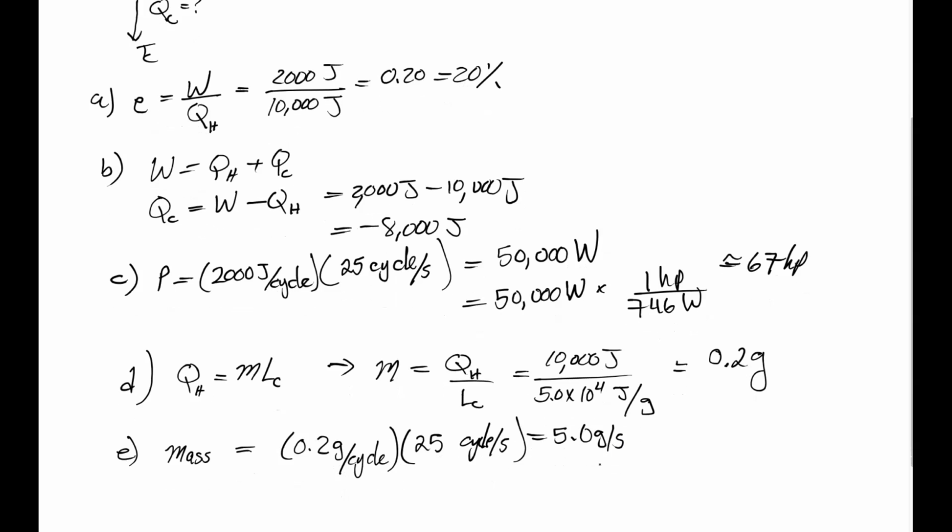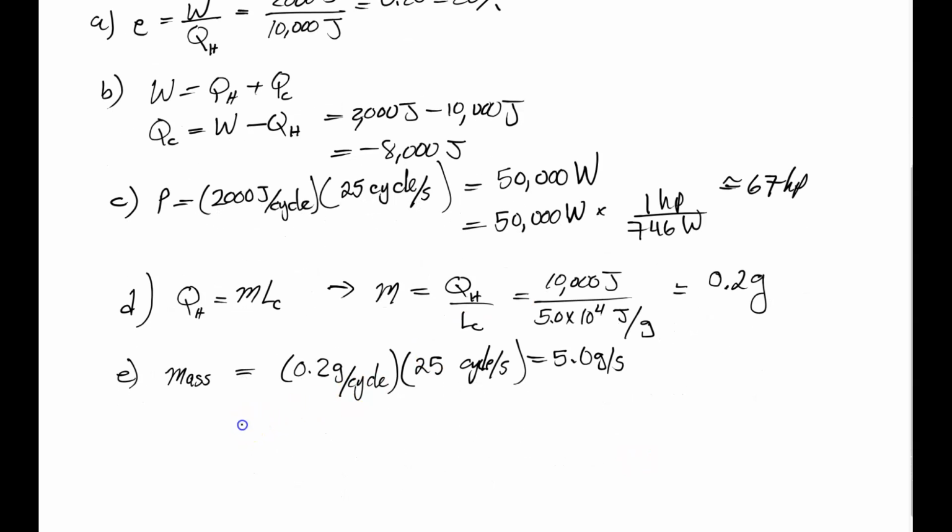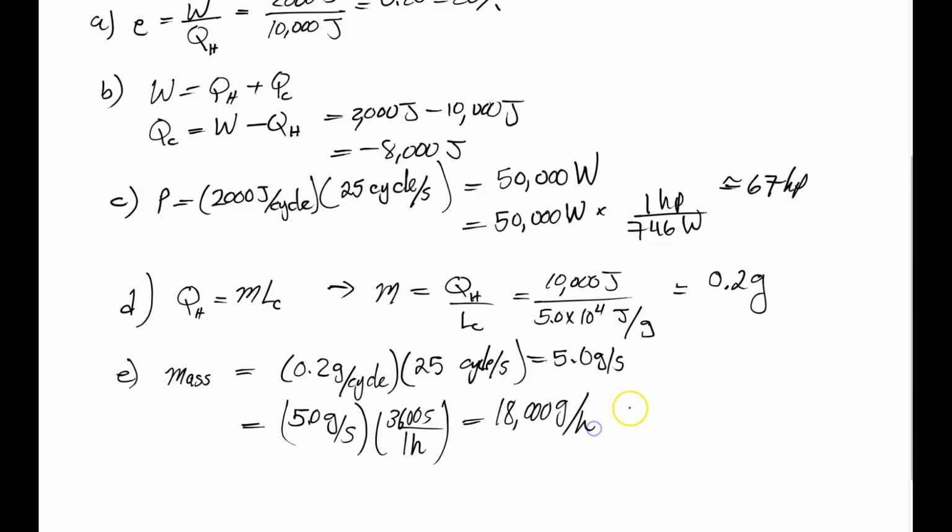And then if we want to find per hour, that would be 5 grams per second times 3,600 seconds per hour, or 18,000 grams per hour, which is the same as 18 kilograms.